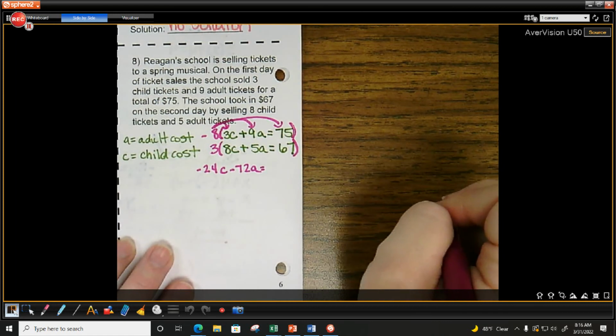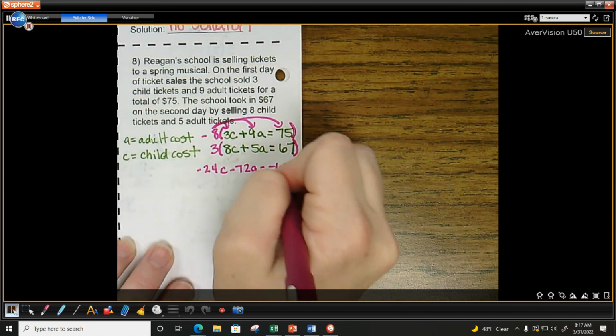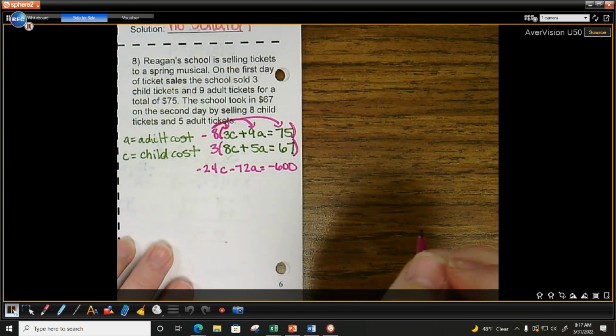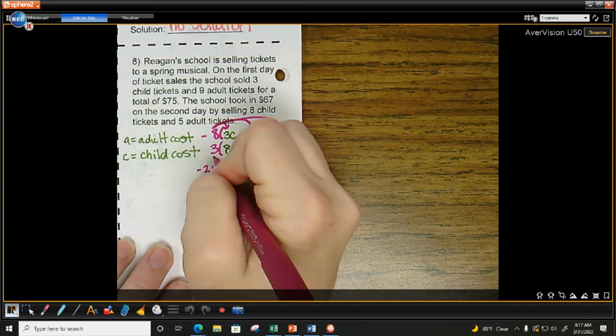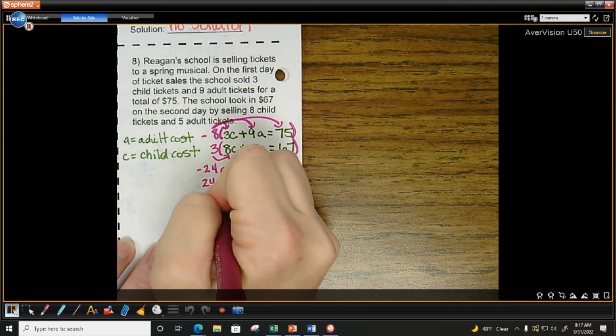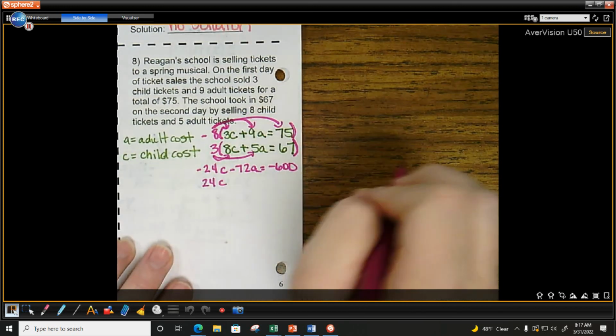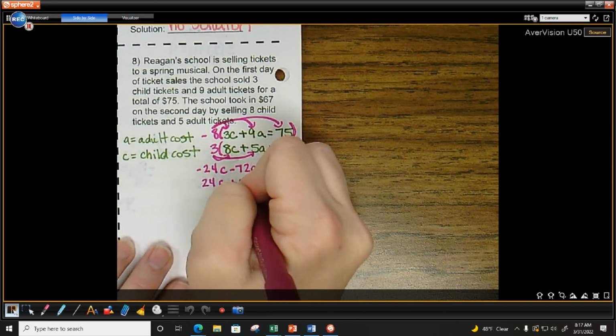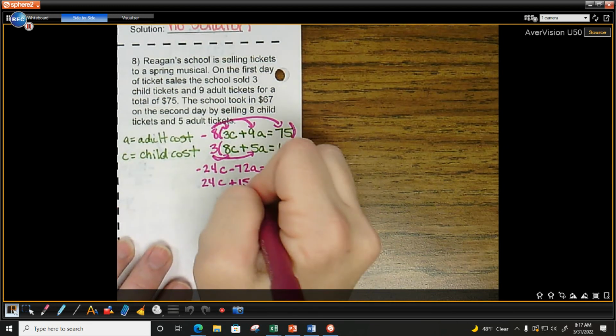Now I need to multiply the bottom equation. What's 3 times 8C? What's 3 times 5C? Sorry, A. I don't know why I said C. 15A. And then what's 3 times 67?